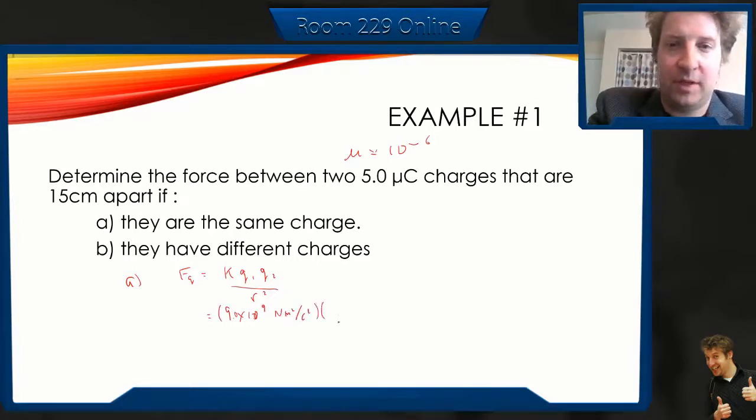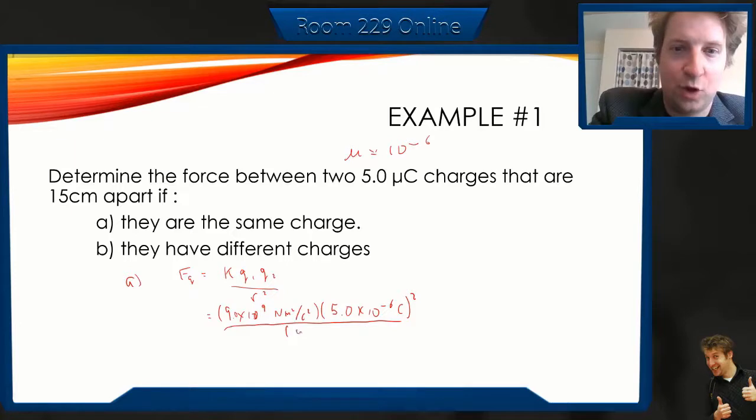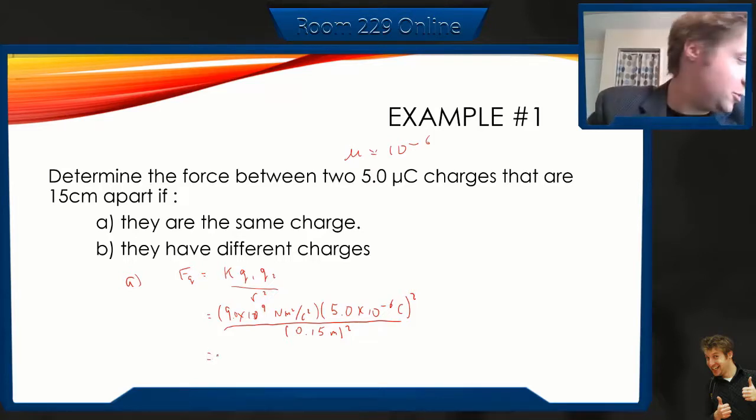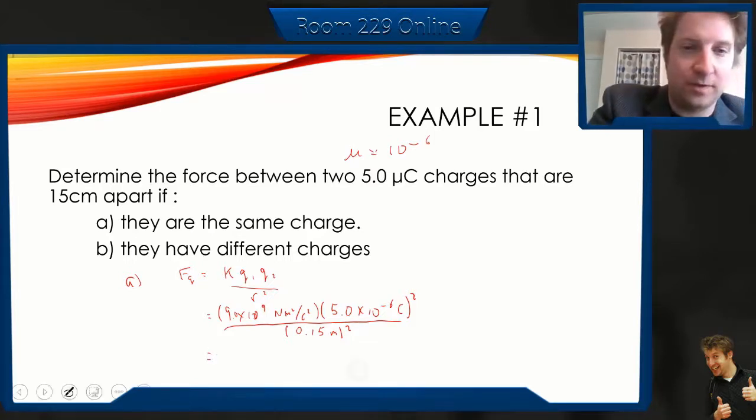All that multiplied by 5.0 times 10 to the negative 6 coulombs. I'm going to square that because there's two of them and they're both the same charge. That'll give me a divide by 0.15 meters squared. Remember, use meters, the SI unit. And we're going to end up with, in this case, 10 newtons.